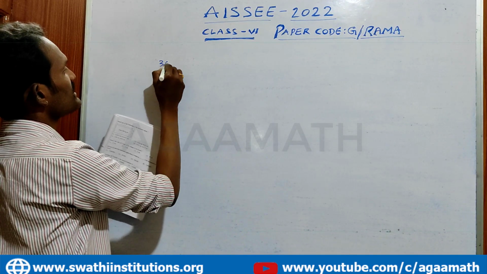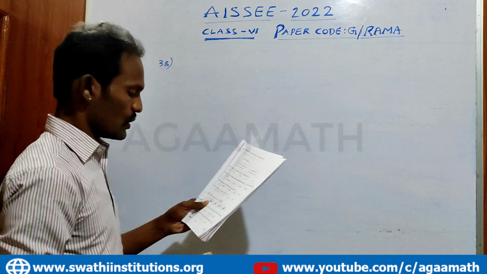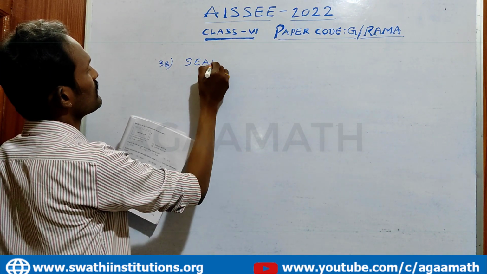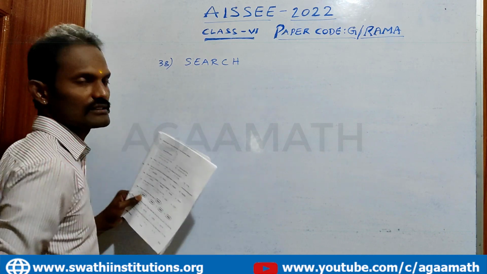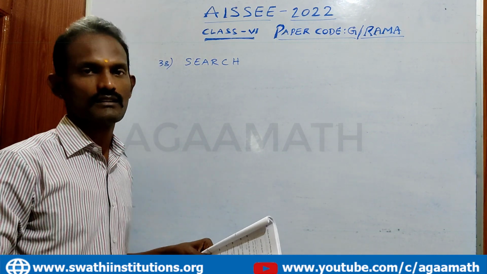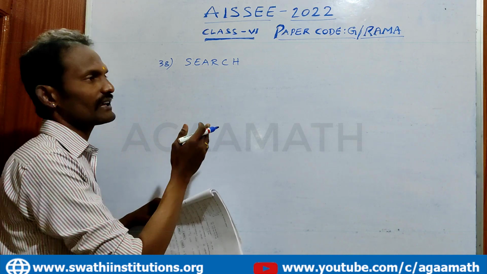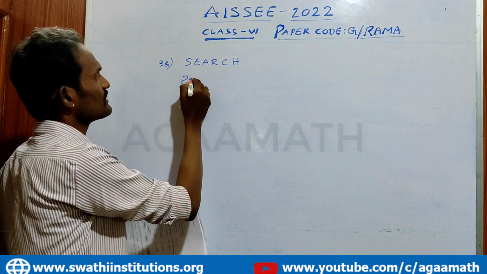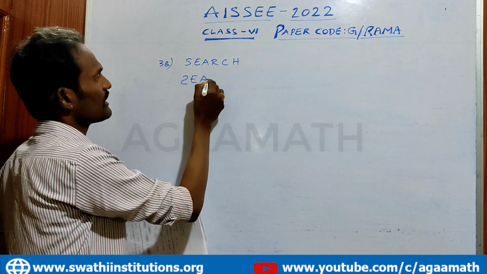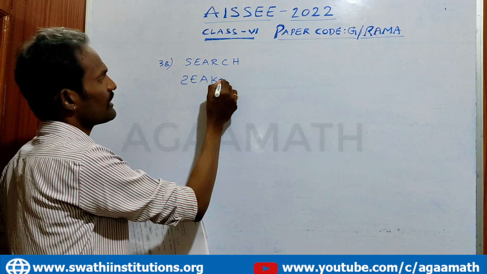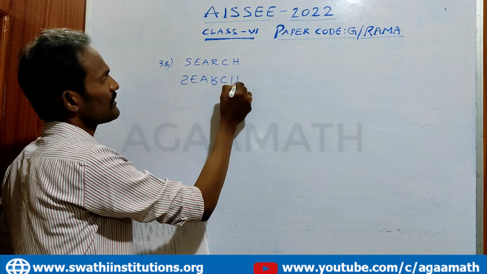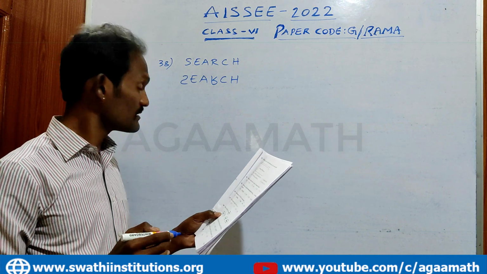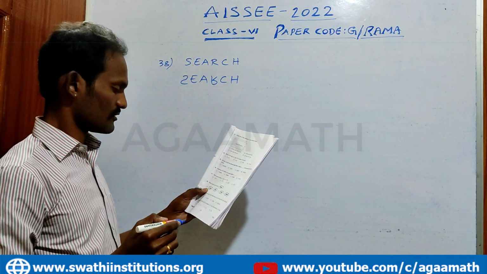So that is the 38th question. The 38th question is, what would be the water image of such? Simple. Water image is nothing but the like up and down. It means S becomes like this, E, A, R, C, H. So what is the answer then? Option 2.